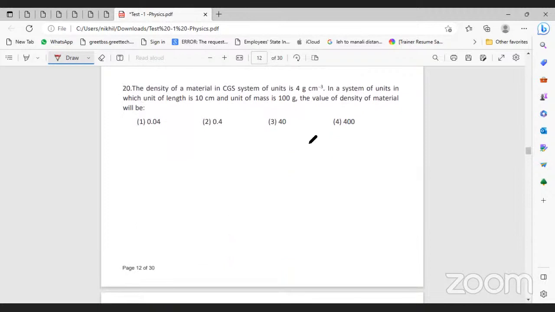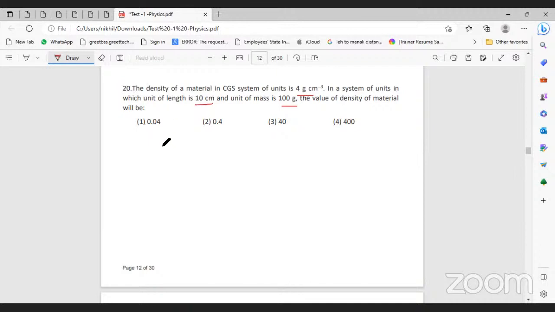Come to this. What is the density of the material in the CGS system? In the CGS system, it is 4 gram. In the SI system, it is 100 gram. And what is the density of the material they are asking?